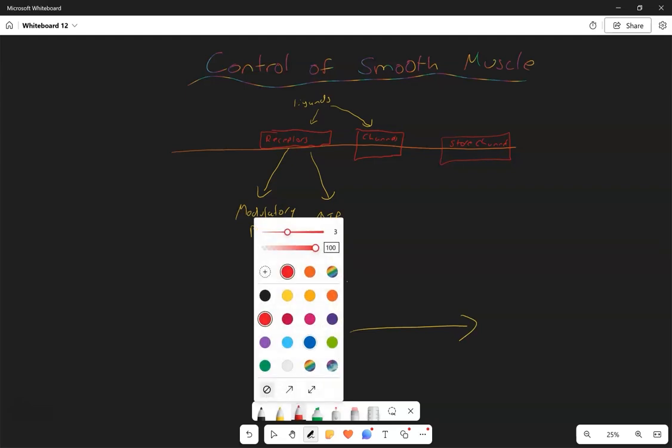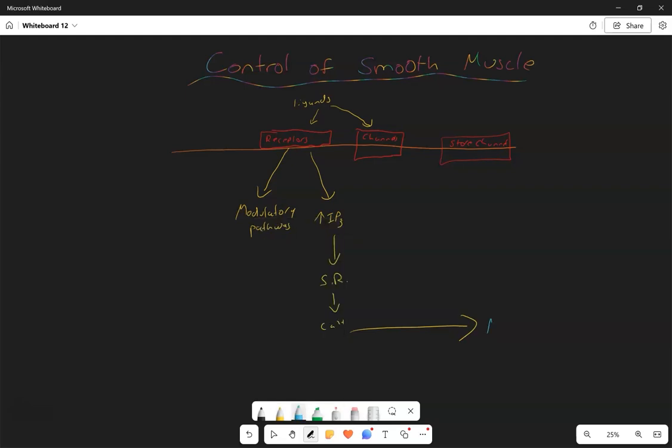did you say muscle contraction? Because if so, you're right, muscle contraction. Okay. Your modulatory pathway, right, can come down and it can activate myosin light chain kinase on its own. And if it modulates or activates myosin light chain kinase, it's going to lead to muscle contraction.